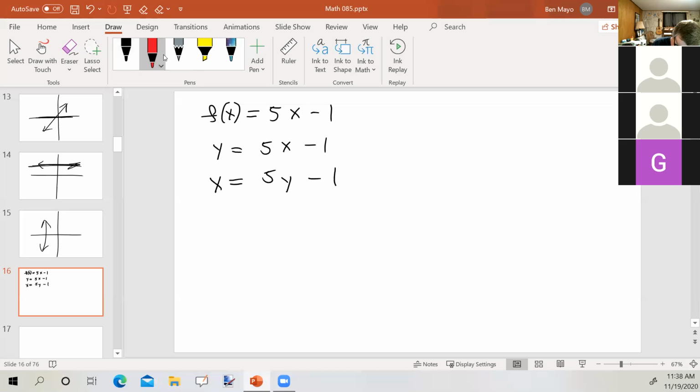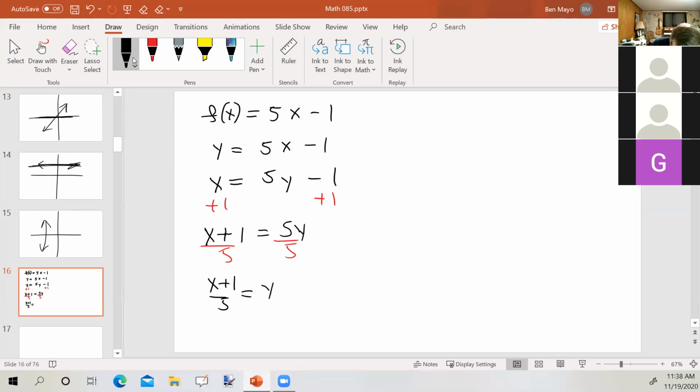So to do that, I'm going to add 1 to both sides of the equation. And then I'm going to divide both sides of the equation by 5. I'm going to rewrite that putting y on the left side. I don't have to, but I just prefer to have my y value on the left. So that's not really a step. That's just my own thing. So that was step 3, solving the equation for y.